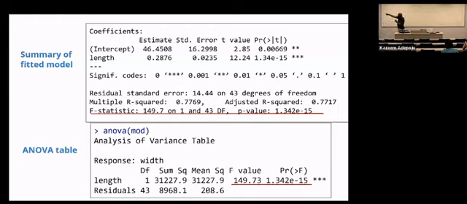But in the ANOVA table, what is the sum of squares? You see 31227.9. That is the explained variation that we computed manually the other time. What about 8968.1? That is the unexplained variation that we computed manually the other time. Then can somebody tell me, how will I get the total variation? Because the total variation will not come as part of the ANOVA output. Okay, then you just add them.